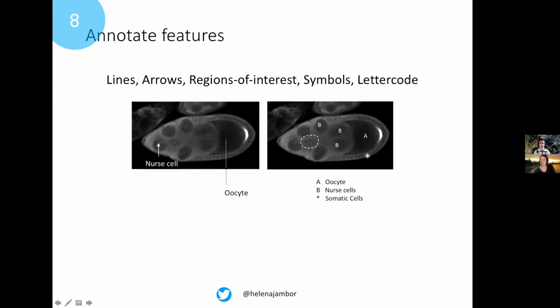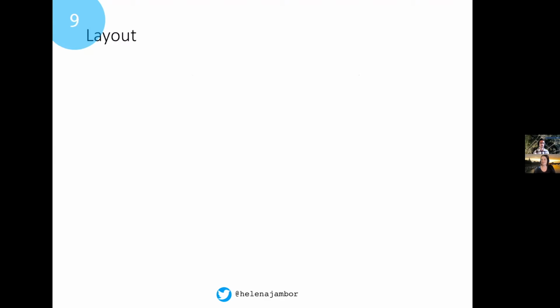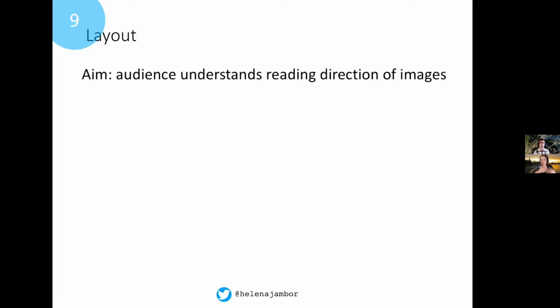Ideally, all of these symbols and arrows should be explained as close to the image as possible, in the worst case, in the figure legend. Tip number 9 is that you should really think about the layout. Do not just dump images onto a page and call that a figure, but think about where things are placed.